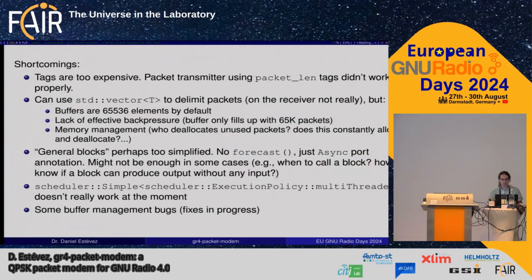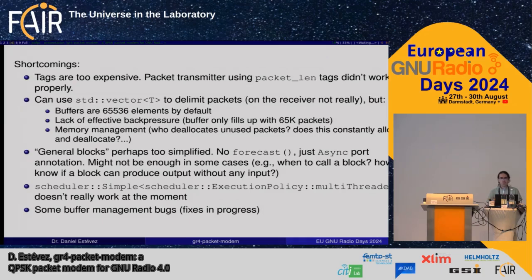So that's great. Some shortcomings I found: tags are too expensive. So on the packet transmitter, I was at first using a packet length tag at the beginning of a packet, so kind of a tagged stream thing, and it didn't work properly because it was so much overhead. What we can use instead is vectors. So that's called PDU in my code. It's called packet in core. Basically, it's a standard vector where you put your packet.